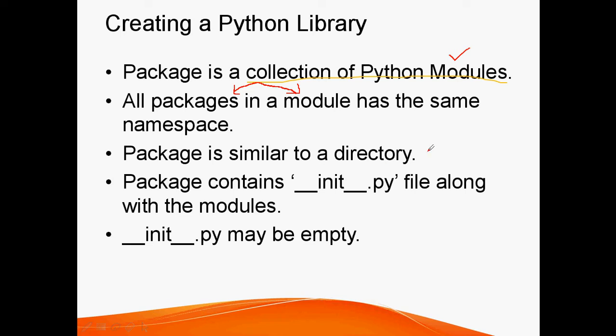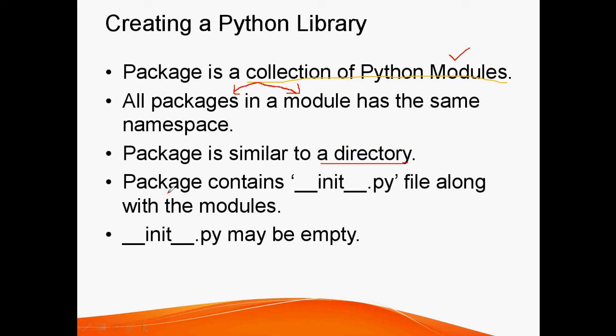Now a package is similar to a directory. Now we are going to create a package, so we have to know what it looks like. A package is a kind of directory, a folder that you can create in your computer. The sub packages will be the subfolders in your main folder, and the modules will be the Python files in it. So files, folders and main folder. The main folder will be kind of your package, the subfolders will be sub packages and the module is kind of a file.